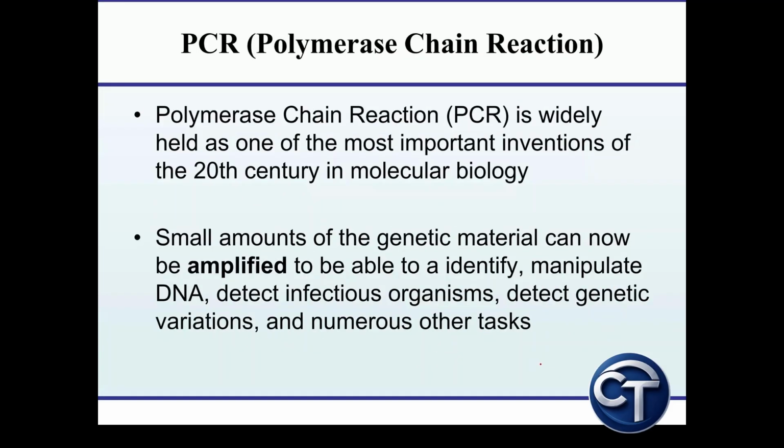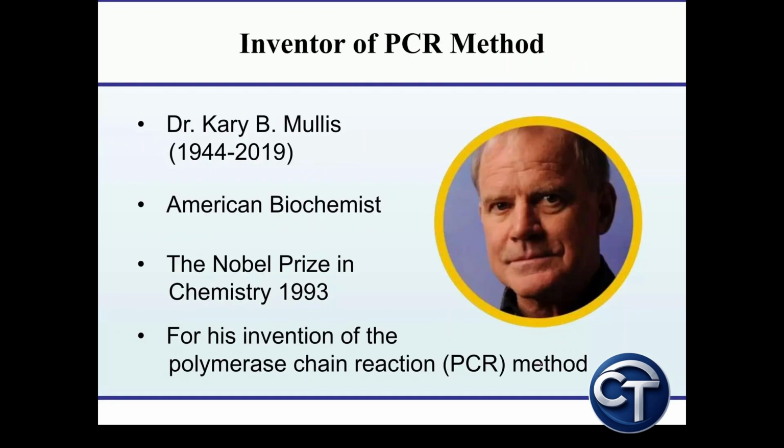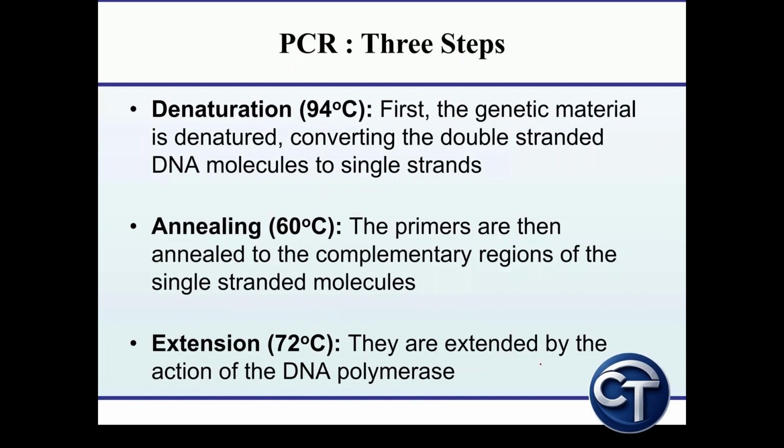Primers are required for PCR, and PCR, the polymerase chain reaction, makes millions of copies of DNA. PCR is commonly used in molecular biology labs, where a small amount of DNA is used to make copies, and these copies can be used to identify and detect infectious organisms and genetic variations among individuals. PCR was invented by Kary Mullis, an American biochemist who was awarded a Nobel Prize for this discovery in 1993. PCR constitutes three steps, which are denaturation, annealing, and extension.